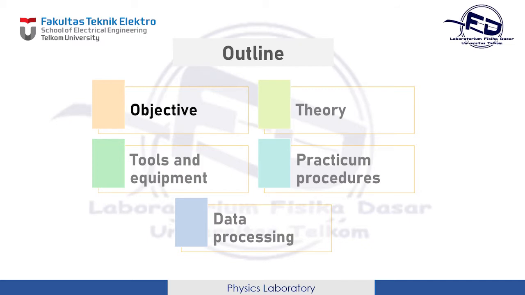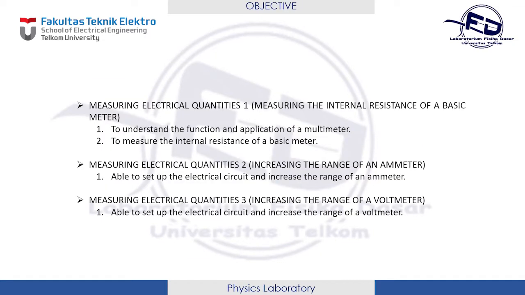For the first part, we are going to know about the learning objectives of this module, Measurement of Electrical Quantities. There are 3 submodules in this part. Measuring electrical quantities 1: measuring the internal resistance of a basic meter. For the learning objectives, first, to understand the function and application of a multimeter to measure the internal resistance of a basic meter.